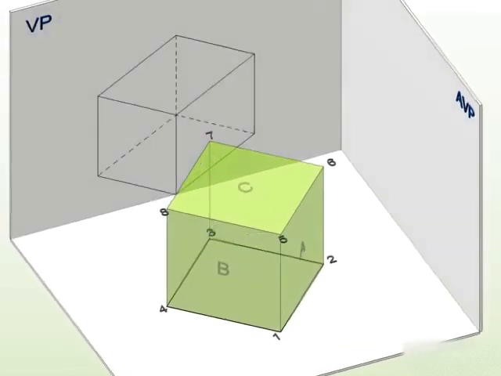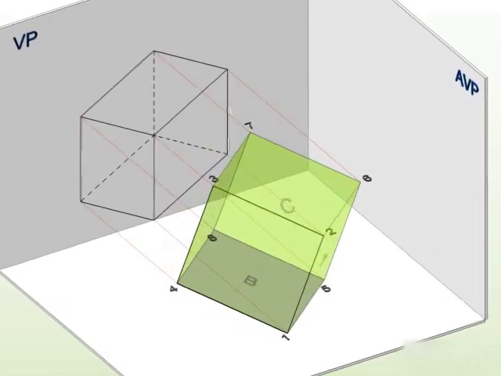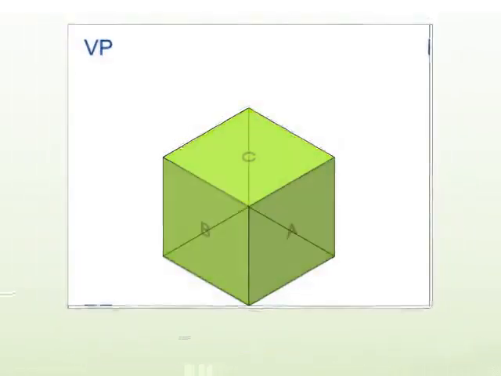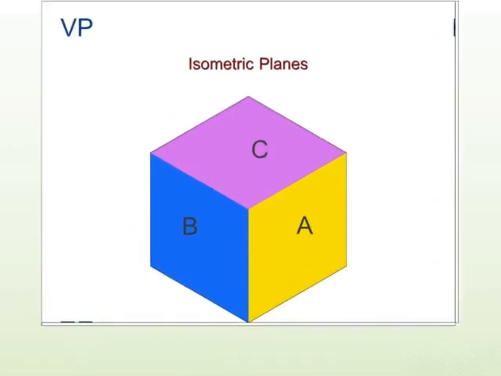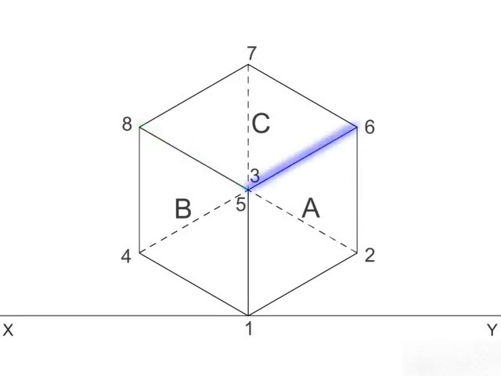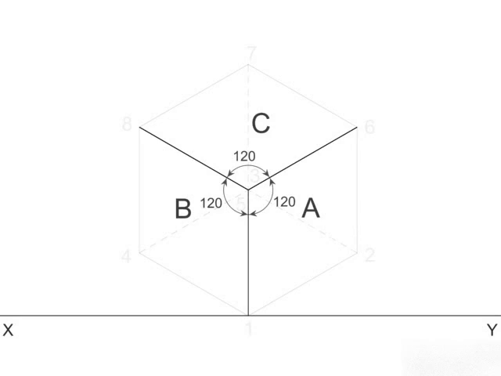Now, to obtain the isometric view, the base corner 3 of the cube is lifted, keeping the base corner 1 as it is. Here, faces A, B and C are known as isometric planes. This single view represents the isometric view of the cube. The edges 1, 5, 5, 8 and 5, 6 are referred to as isometric axes and make an angle of 120 degrees to each other. These angles are known as axonometric angles.